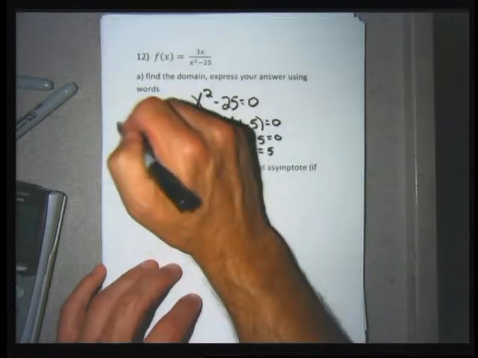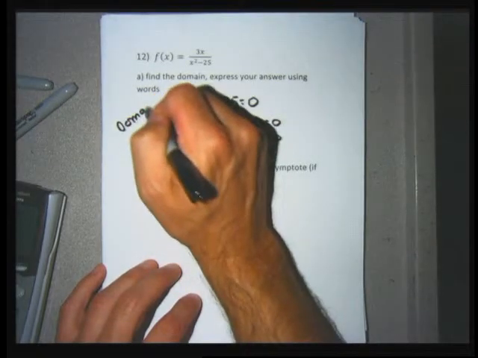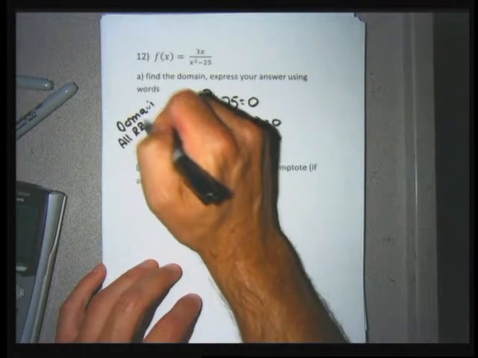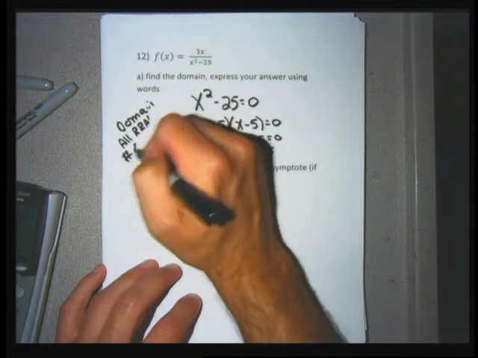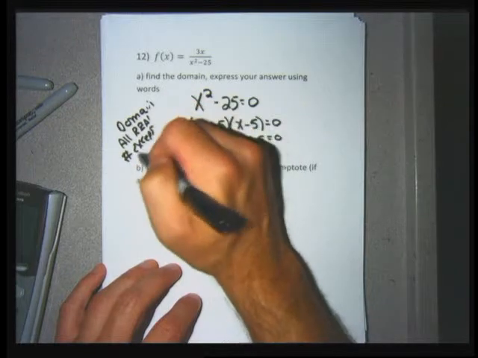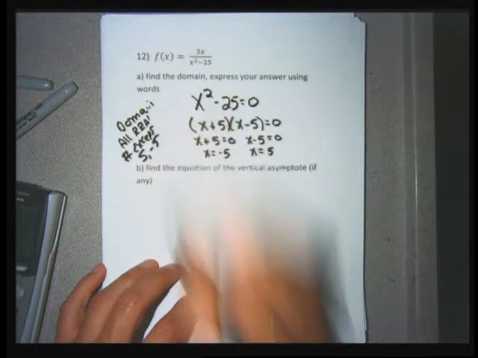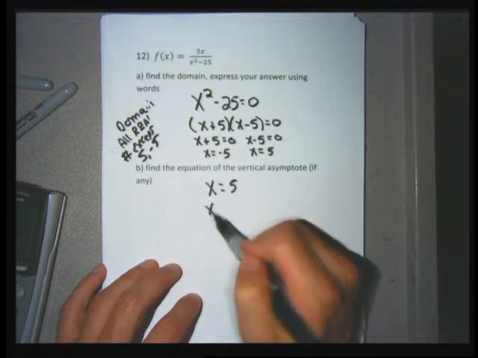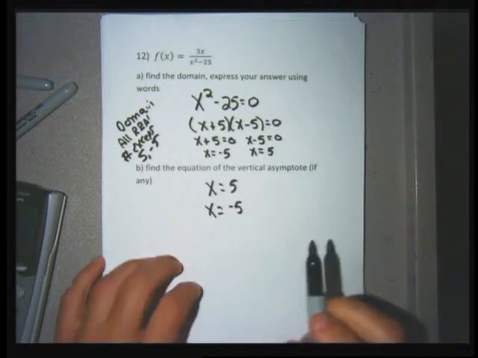And so for this one, I'd say the domain is all real numbers except 5 and negative 5. And I'm going to have vertical asymptotes at x equal to 5 and x equal to negative 5.